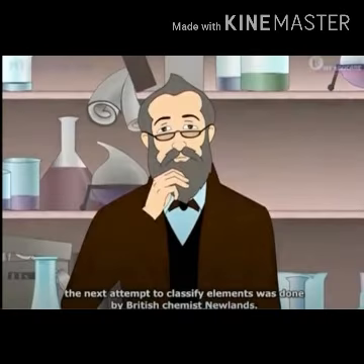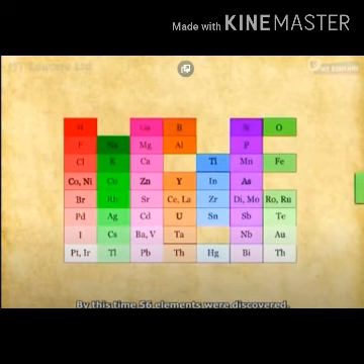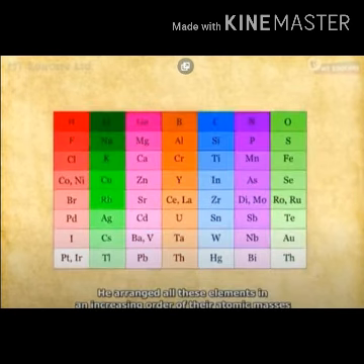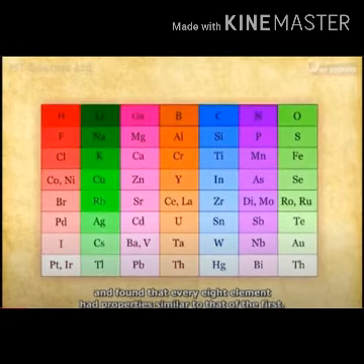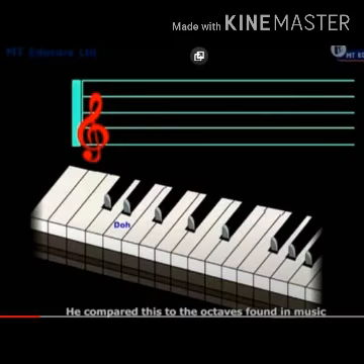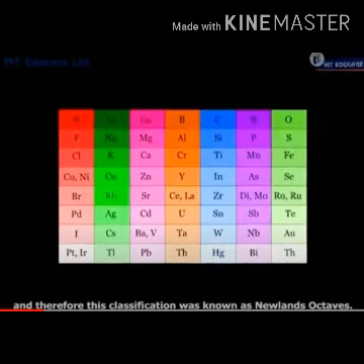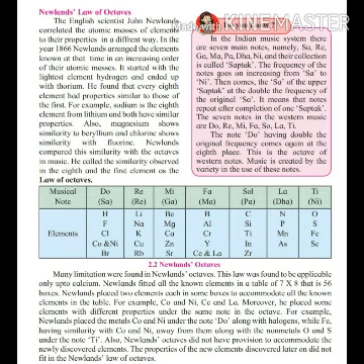After the failure of Dobereiner's triads, the next attempt to classify elements was made by British chemist John Newlands. By this time, 56 elements had been discovered. He arranged all these elements in increasing order of their atomic masses. Newlands found that every eighth element had properties similar to those of the first. He compared these to octaves found in music. Therefore, the classification was known as Newlands' octave.